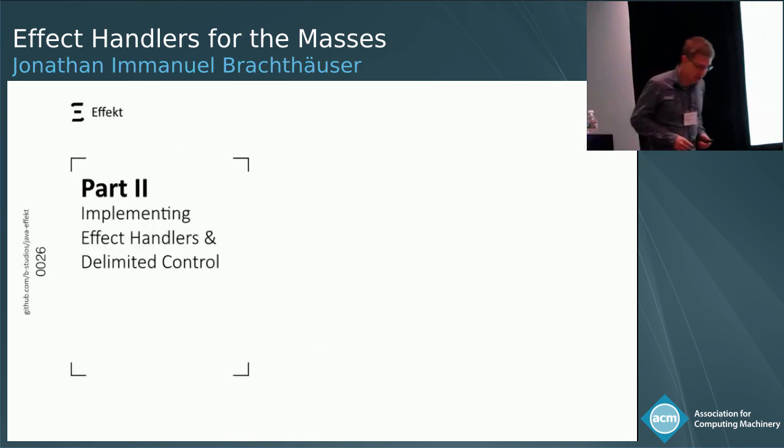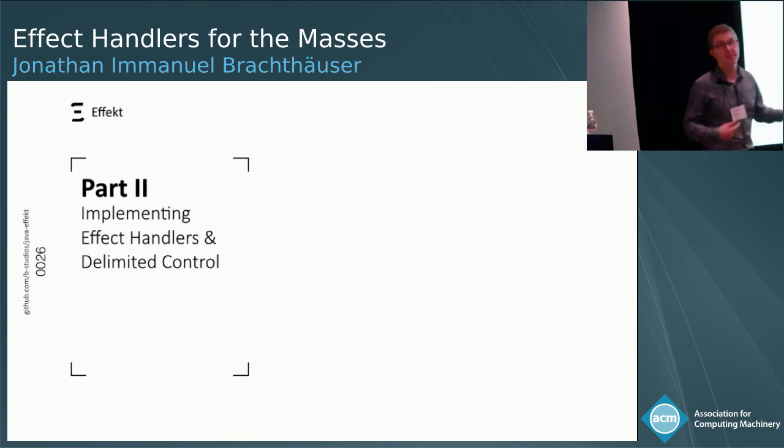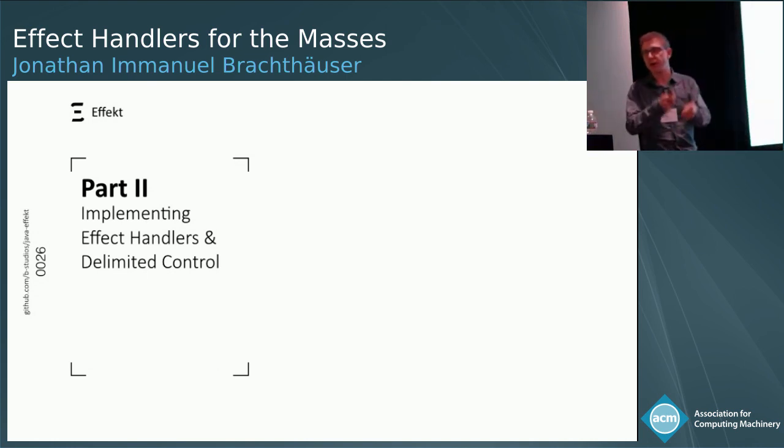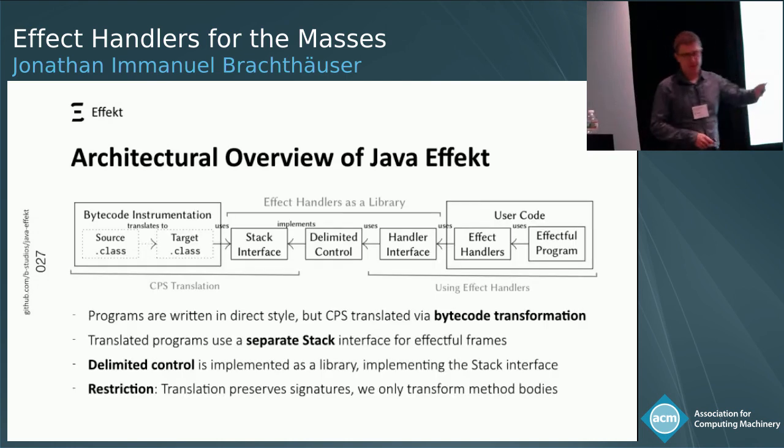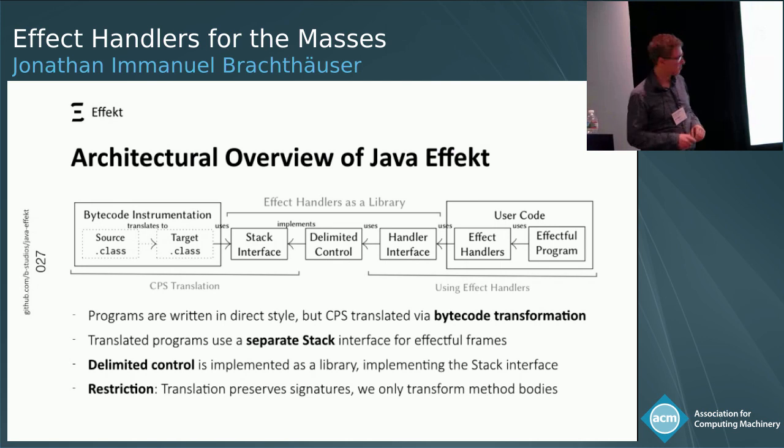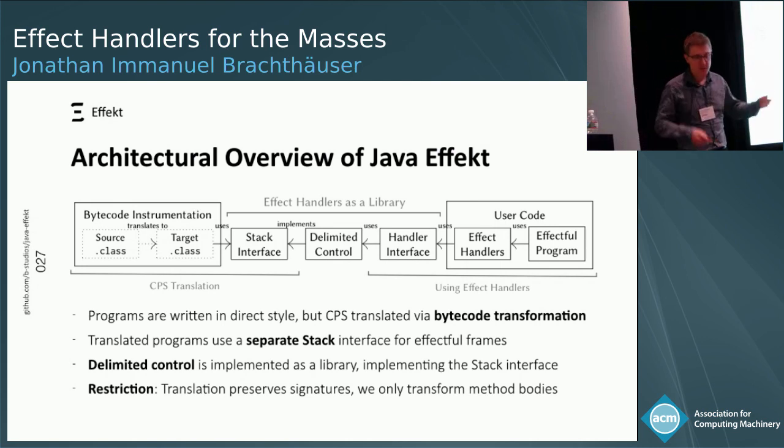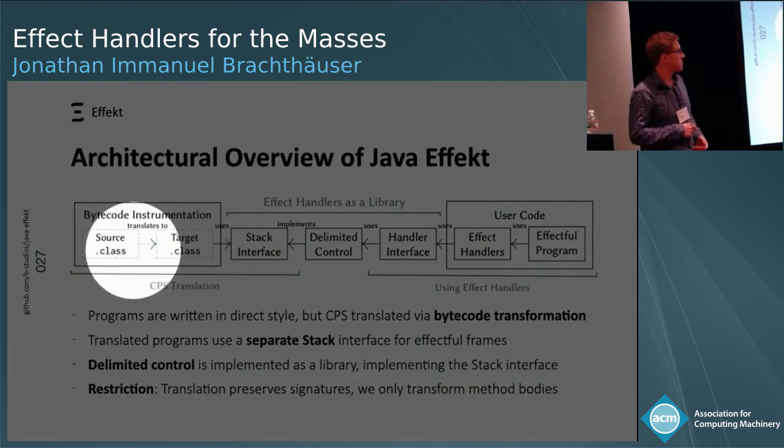In the second part now, I want to talk a little bit about the implementation details of how we managed to acquire the delimited continuation. And this is a very high-level overview of the framework. As we have seen, we just write direct-style Java programs, and you would compile these Java programs to bytecode. And what we provide you with is a bytecode transformation.